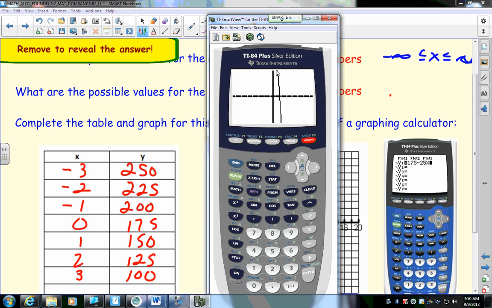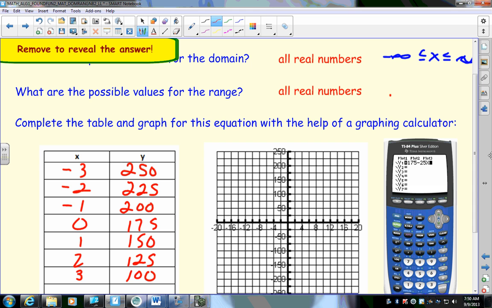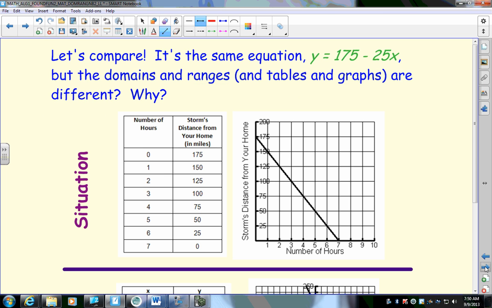When you go to graph it, it's just going to give you the line that's right there on the graph. So I just go through and, where'd my line go? I'm not being exact, but it's somewhere through here. I know it goes through 7, 0. Now what it wants us to do is look and compare. It's the same equation, but the domain and range and tables and graphs are different.